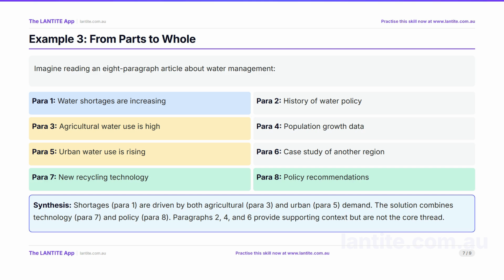The synthesis pulls the core thread together. Shortages in paragraph 1 are driven by two causes: agricultural demand in paragraph 3 and urban demand in paragraph 5. The solutions combine technology in paragraph 7 and policy in paragraph 8. Paragraphs 2, 4, and 6 provide supporting context, but they are not the main thread. Being able to separate the core argument from the supporting material is what synthesizing is all about.